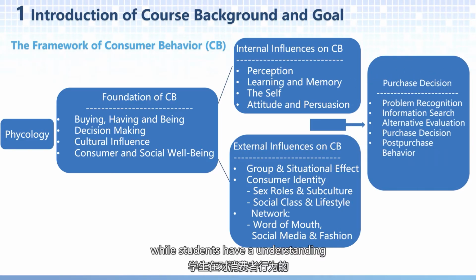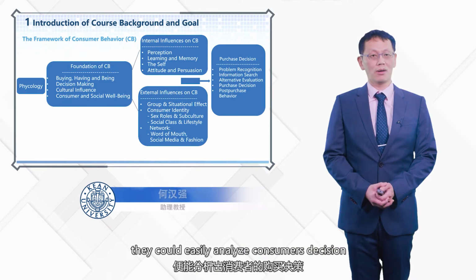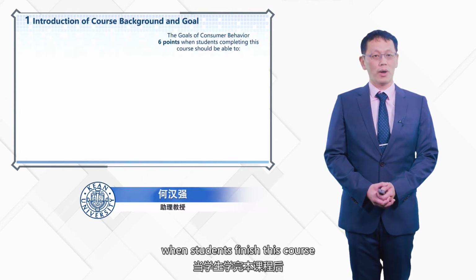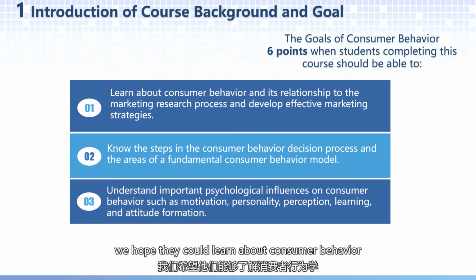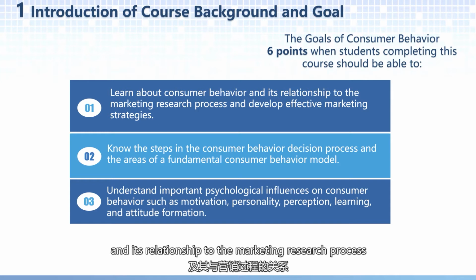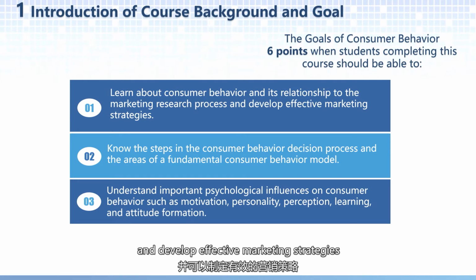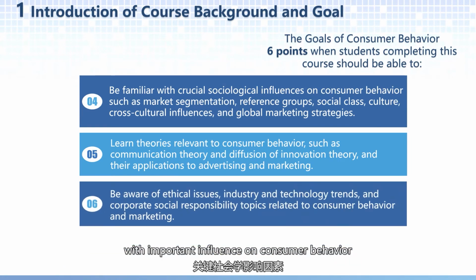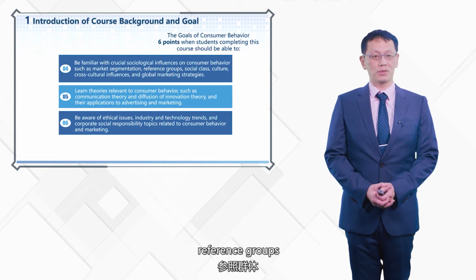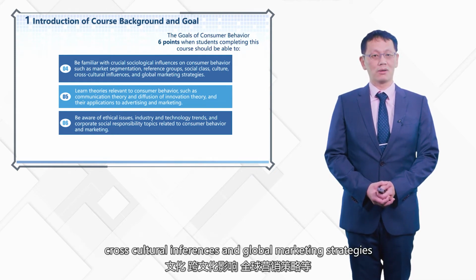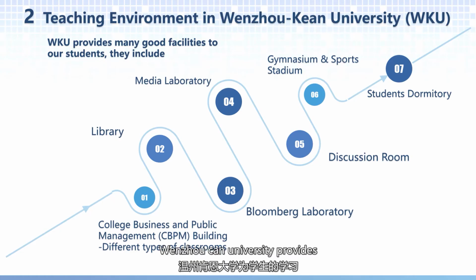Once students have an understanding of the main concepts about consumer behavior, they could easily analyze consumers' decisions. When students finish this course, we hope they could learn about consumer behavior and its relationship to the marketing research process and develop effective marketing strategies. Be familiar with important influences on consumer behavior, such as market segmentation, reference groups, social class, culture, cross-cultural influences, and the global marketing strategies.